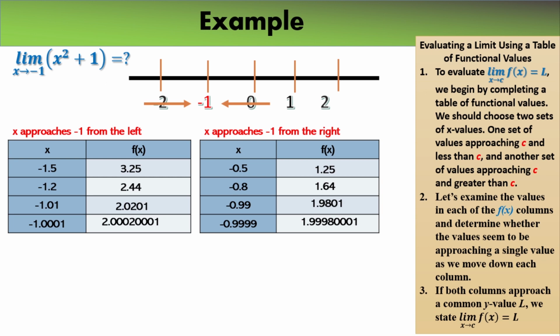Ready na tayo sa step number 2. Examine natin or i-observe natin kung saan papalapit ang value ng f of x natin. So, from the left, our f of x is papuntang 2.00020001. So, we can now say that the limit of x squared plus 1 as x approaches negative 1 from the left is equal to 2.00020001.